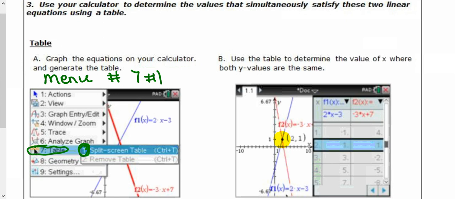Okay, so we already know it's 2 and 1. It's marked there for us. So on my table, I can actually see 2 and 1. My x value is 2, and for both of my linear relationships, my output is 1. And that's where my point of intersection is, 2 and 1.